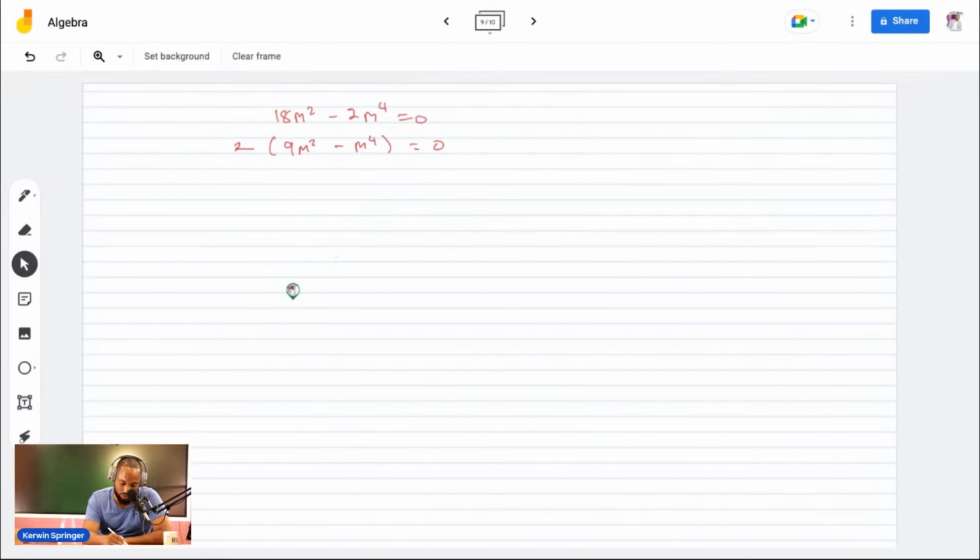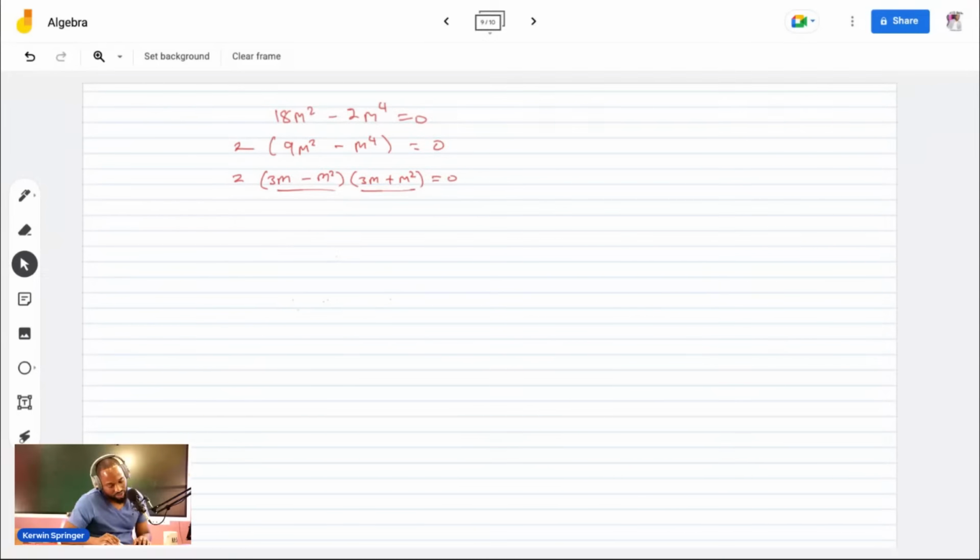So I'll end up with 2 into, and the difference of 2 squares here will give me (3m minus m squared) and then (3m plus m squared), which means I can still factorize out an m. So yeah, all of them have an m inside them. So it's best if I actually take out an m.